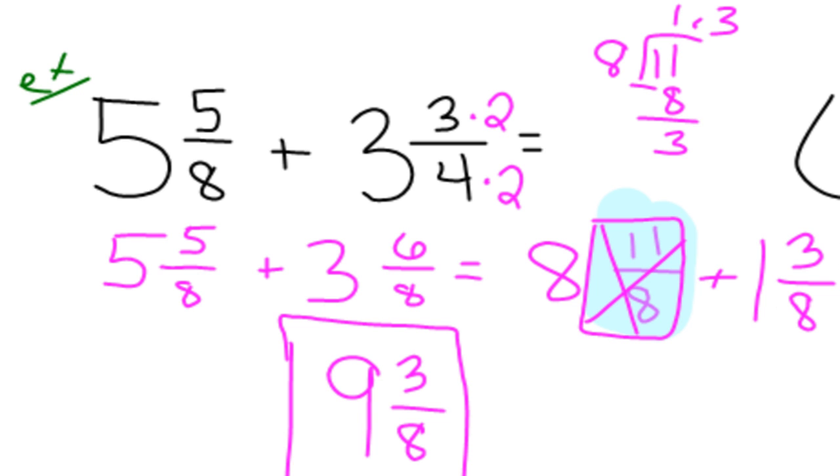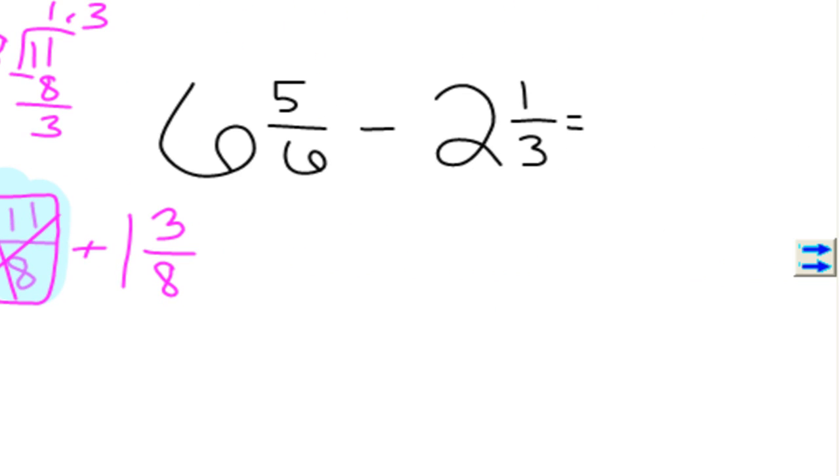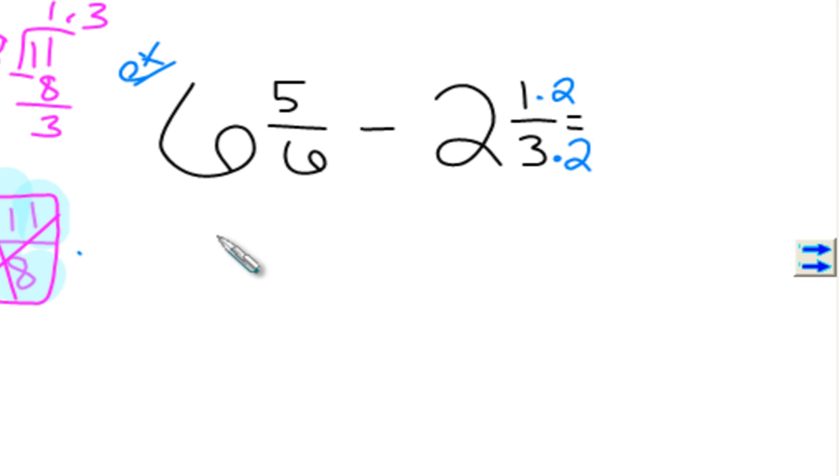The next one, write this one down in your notebook. 6 and 5/6 minus 2 and 1/3. So let's just follow the steps. Least common denominator. We're going to multiply this one over here by 2. Therefore, 6 is our least common denominator, and I'm just going to rewrite it down here.